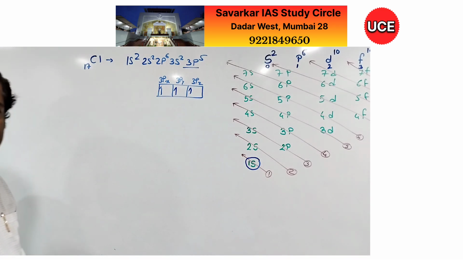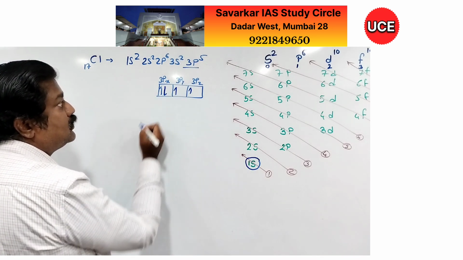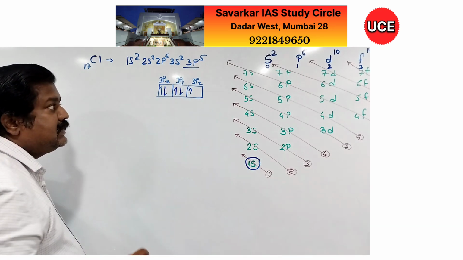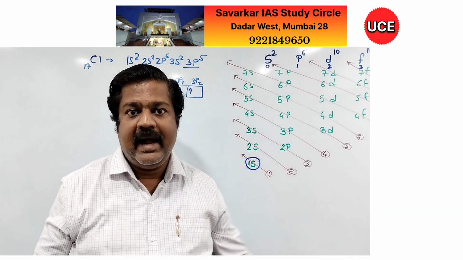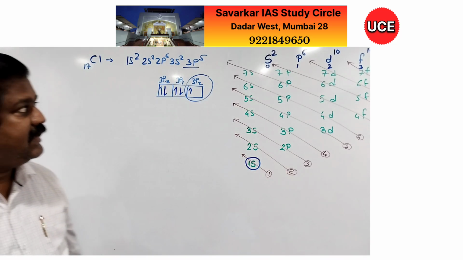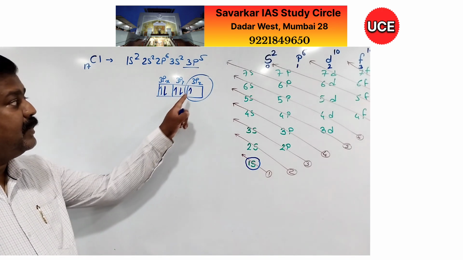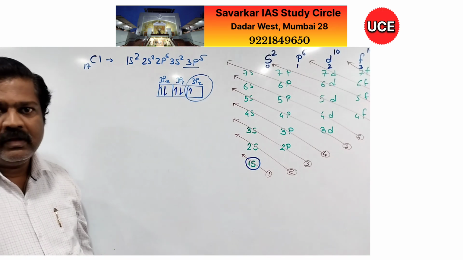3py, 3pz. I have to accommodate 5 electrons. So this is the 4th electron. This is the 5th electron. One clockwise, one anti-clockwise. So what is the remaining electron? That is 3pz, which is the last. So I have to assign the quantum numbers of 3pz.